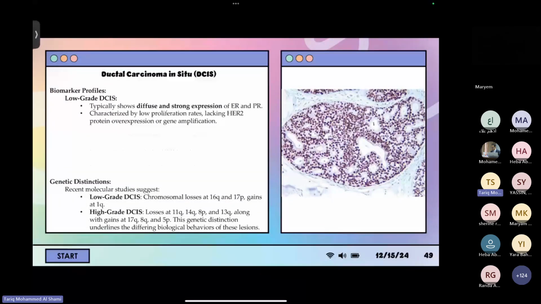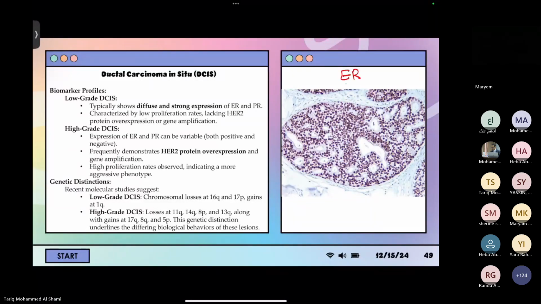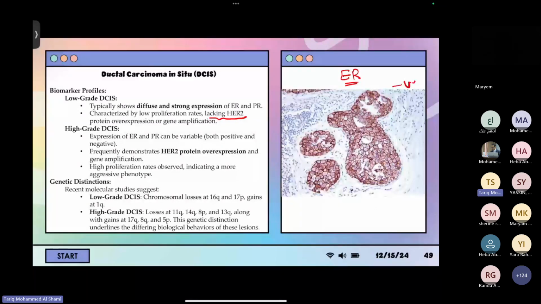Okay, what about the immunohistochemistry? In low-grade DCIS, ER is a diffuse and strong expression, ER and PR, and very rare or lacking HER2/neu protein expression. But in high-grade DCIS, ER and PR may be variable. Commonly it's negative, but there is frequent amplification of HER2 protein, HER2/neu overexpression, in the cases of high-grade DCIS.